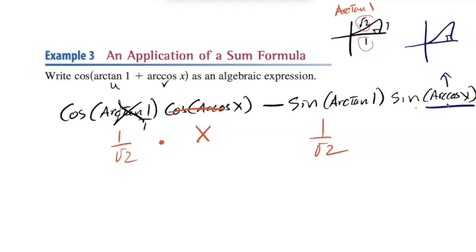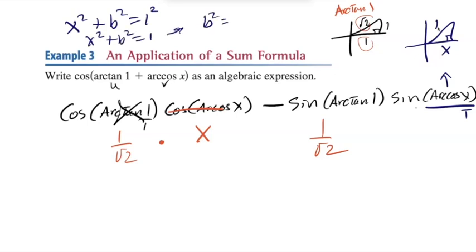Cosine, we got x over 1. X goes here, 1 goes there. We've got to find the missing side. A, B, C. I'm missing B. X squared plus b squared equals 1 squared. We get x squared plus b squared equals 1. B squared equals 1 minus x squared. And then you square root it. B equals the square root of 1 minus x squared.